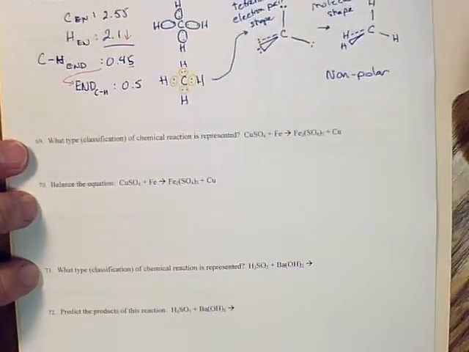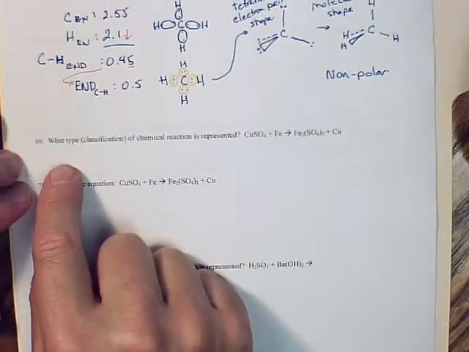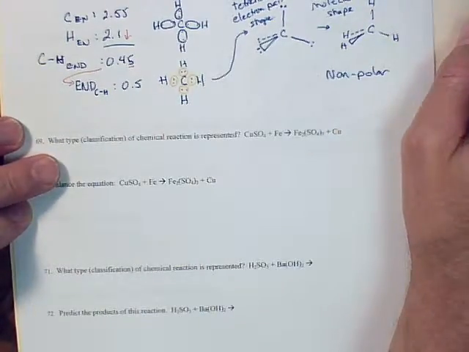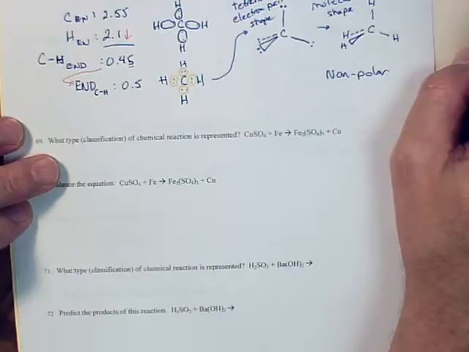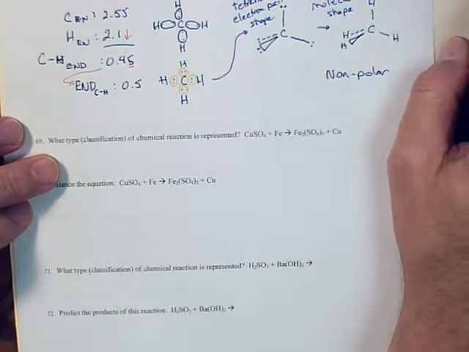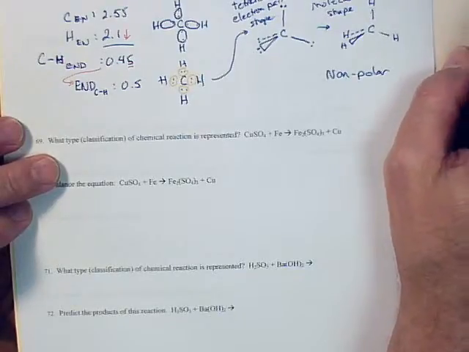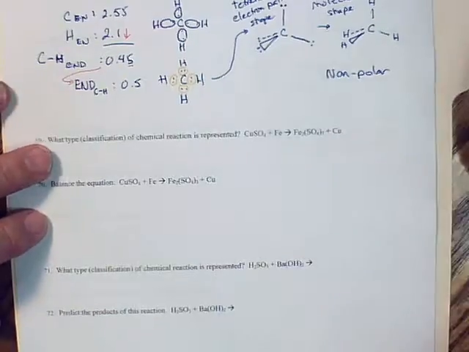All right, problem number 69 on the CP final exam practice problems says, what kind of classification of chemical reaction is represented here? I'm going to double check, but I believe that question 69 corresponds to 67 on the honors chemistry practice exam, and it does, okay?